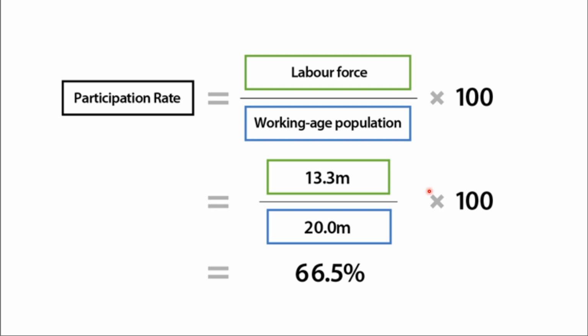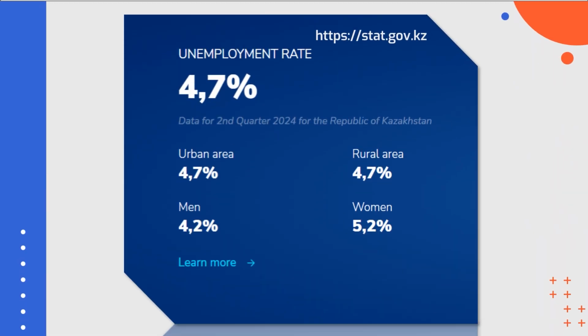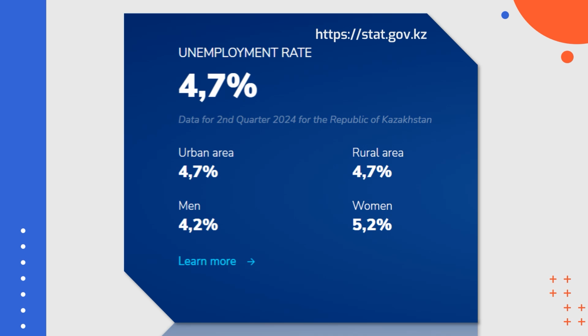Okay, talking about the Kazakhstan scenario, the unemployment rate among the whole people who belong to the labor force is 4.7%. There is absolutely no difference between the urban and rural areas, but there is a considerable difference between men and women. In other words, women are more likely to be unemployed compared to men.